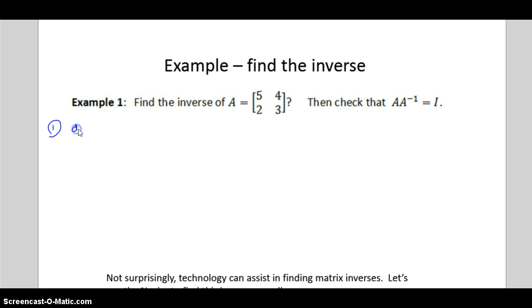The first step is to find the determinant of A, where we take the main diagonal and multiply those two entries, so 5 times 3, and subtract the product of the other two entries, 4 times 2. So we have 15 minus 8, which is 7. So the determinant of A is 7. It's not 0, so we know we can go to step 2.